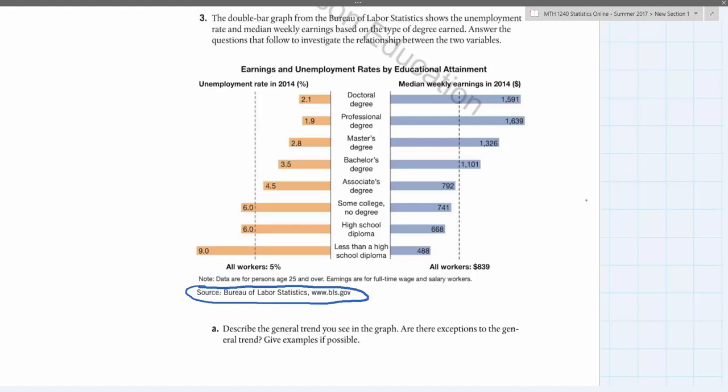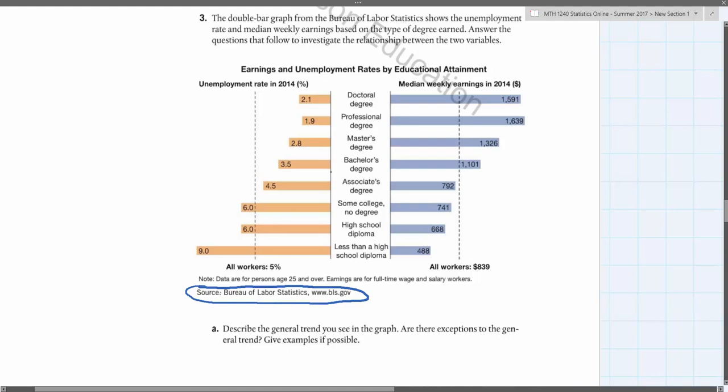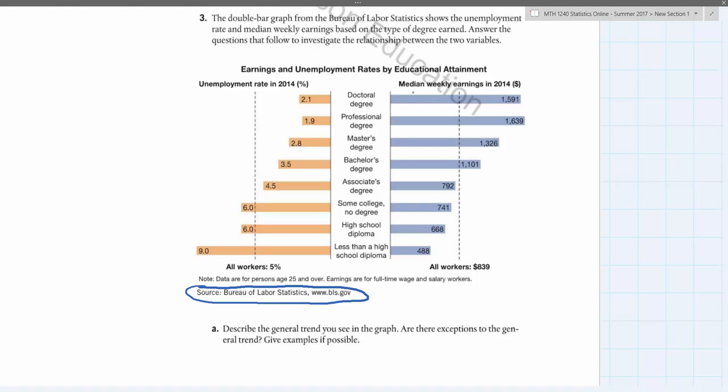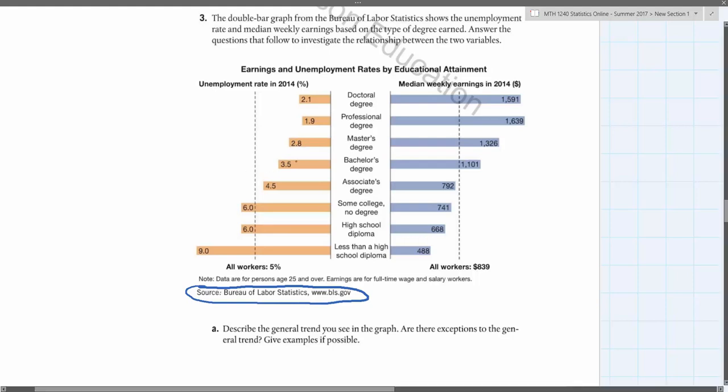So you'll notice it's a double bar graph, right? We have bars on the left and bars on the right. The bars on the left are unemployment rates, and the bars on the right are median weekly earnings. And remember, median is right in the middle, so 50% higher, 50% less. Then we have educational groupings broken out down the center, from less than a high school diploma all the way up through a doctoral degree, and so forth.